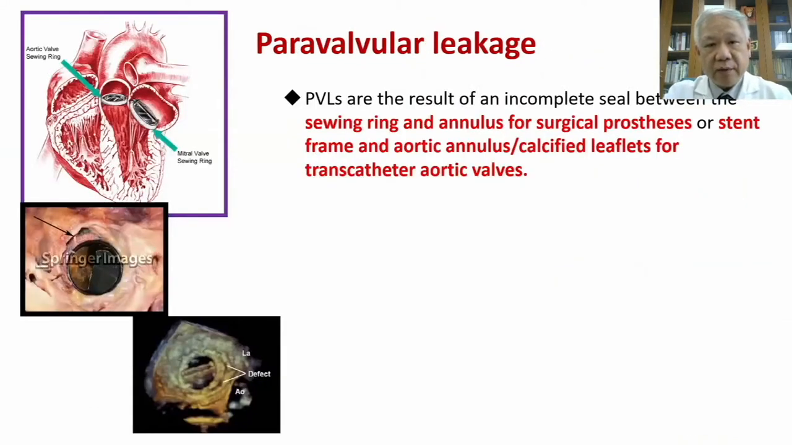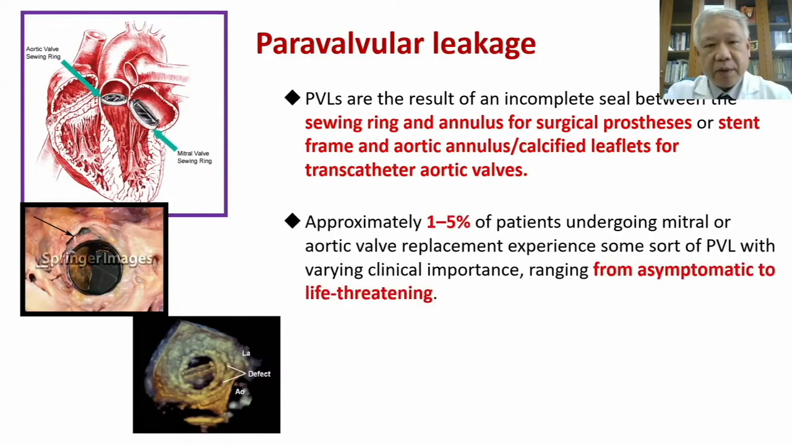Leaks are the result of an incomplete seal between the sewing ring and annulus for surgical bioprosthesis, or the stent frame and the outer annulus or calcified leaflets for transcatheter heart valves. Approximately 1 to 5% of patients undergoing mitral or aortic valve replacement experience some sort of leak, with varying clinical importance, ranging from asymptomatic to life-threatening.